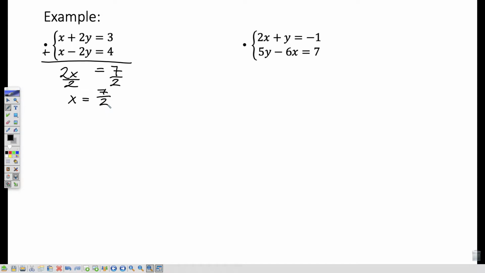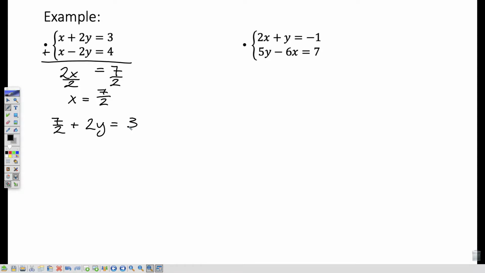So now we know x, how can we find y? By putting your x in it. X is 7/2, so we can put it in the top equation or the bottom equation. Which one would you like to put it in? Top. Okay, so I have 7 over 2 plus 2y equals 3.